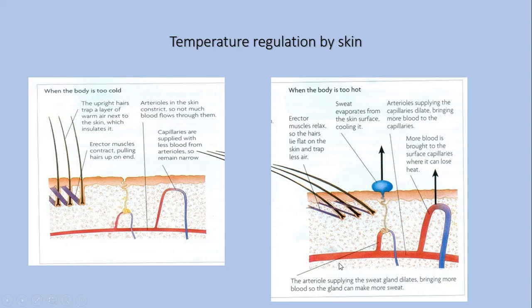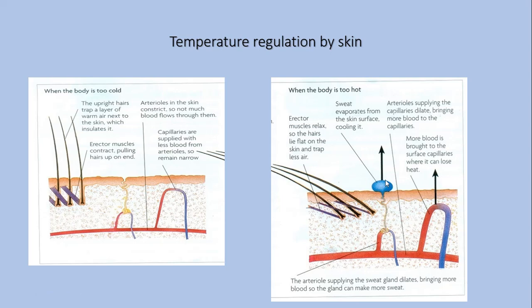Here also the arterioles, notice the diameter. The arterioles dilate or they get wider. They widen in order to make more blood flow. More blood flow means more heat loss, so greater heat loss by radiation out of the skin. As you see here, the sweat gland receives more blood, so receives more heat. More heat means more water evaporates out.